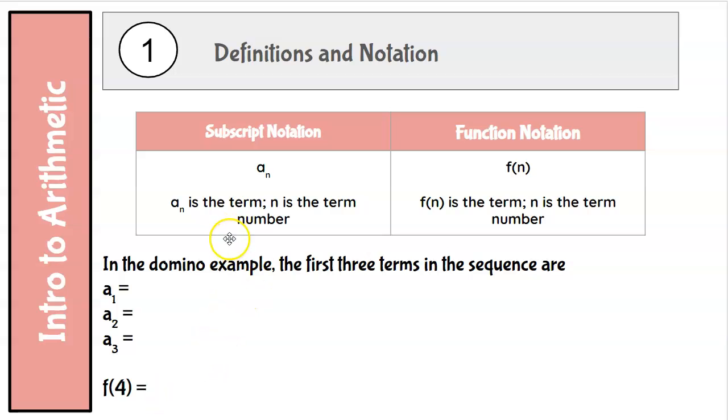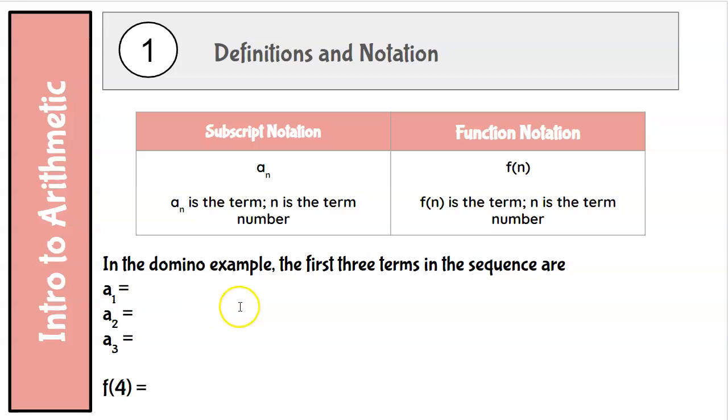Here's what subscript notation looks like. It's A sub n. That's how we read that, A sub n. A sub n is the term, and n is the term number. And we'll take a look at what that means in a minute. Function notation, you probably are familiar with this, is f of n. F of n is the term, and n is the term number.